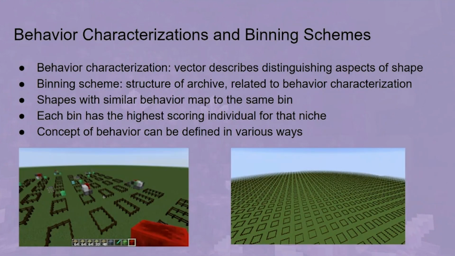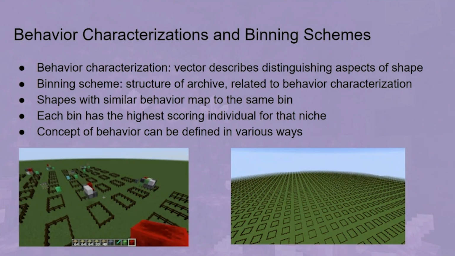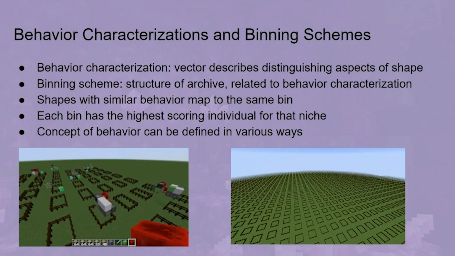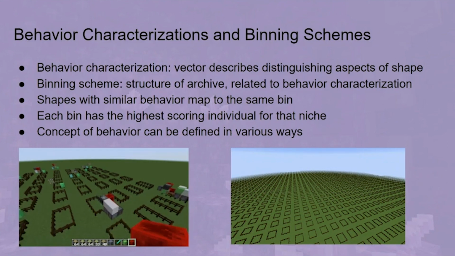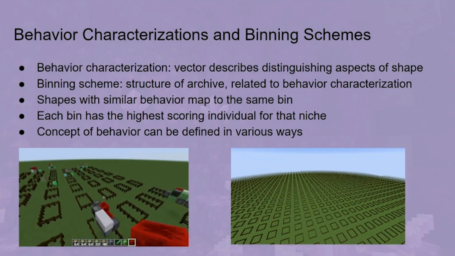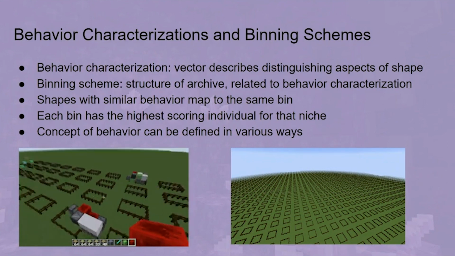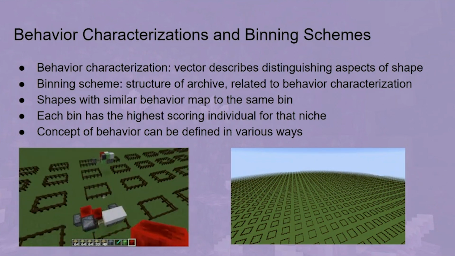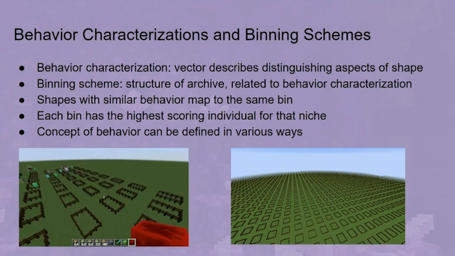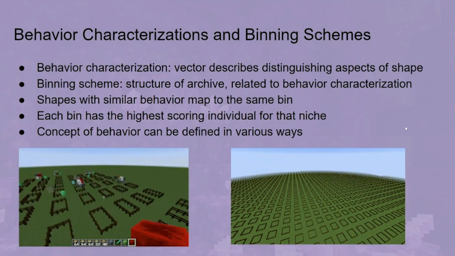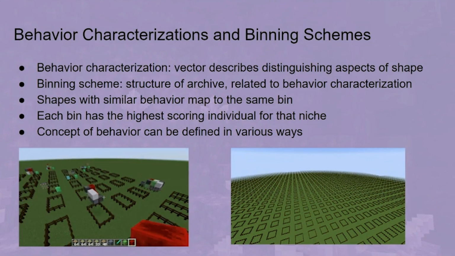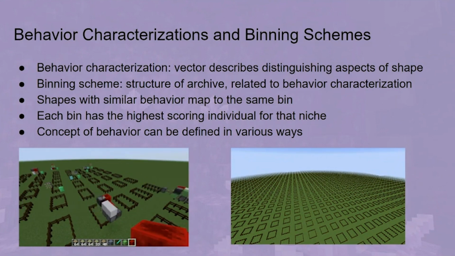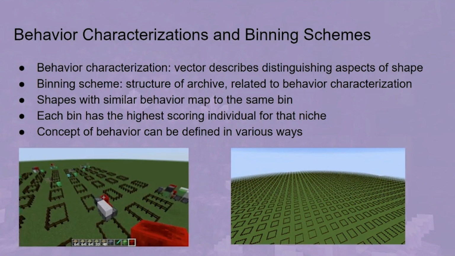Behavior characterizations describe the aspects of the shape for each individual bin, and the binning scheme uses the behavior characterization to create the structure of the archive. Shapes with similar behaviors map to the same bin, and each bin has the highest scoring individual for that niche. So basically, if a shape is already in the archive and a new shape that scores better than that existing shape is generated, then the new shape will replace it in the archive and generation will continue.